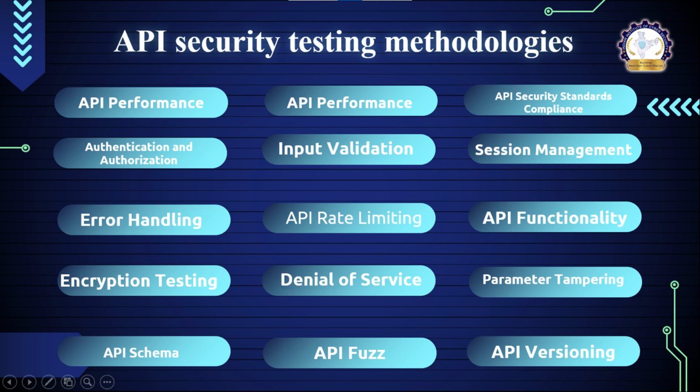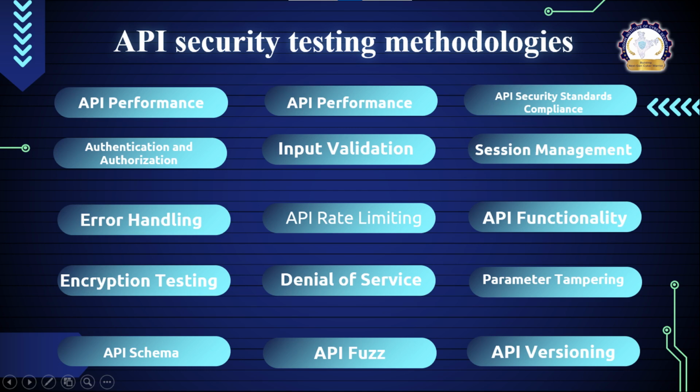Slowloris testing. This involves sending a large number of requests to the API, but slowly and gradually, to see how it handles slow connections. The goal is to identify any vulnerabilities in the API's connection handling mechanism that could be exploited by an attacker. Application layer DOS testing. This involves sending requests that exploit vulnerabilities in the API's application layer, such as buffer overflow or SQL injection. The goal is to identify any vulnerabilities in the API's implementation that could be exploited by an attacker.